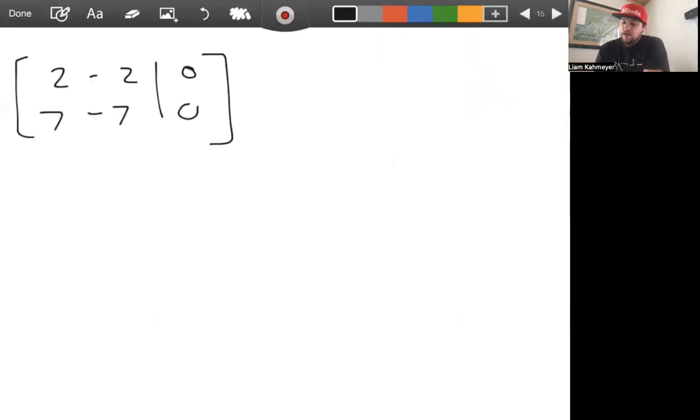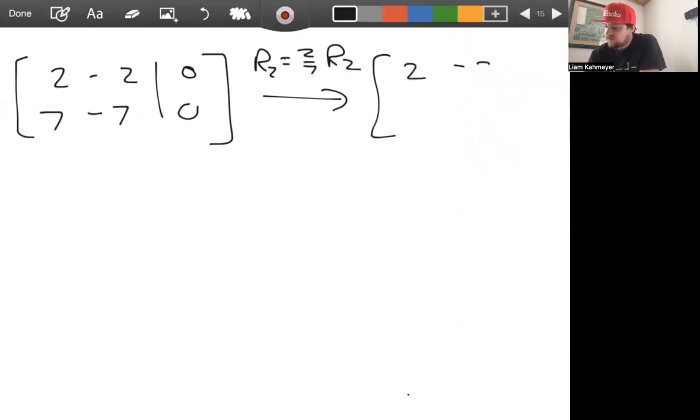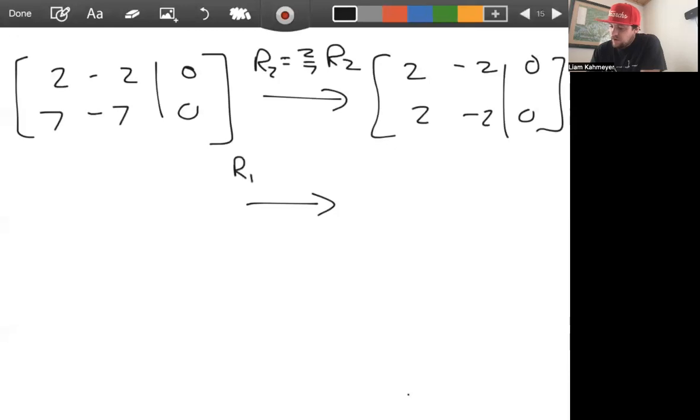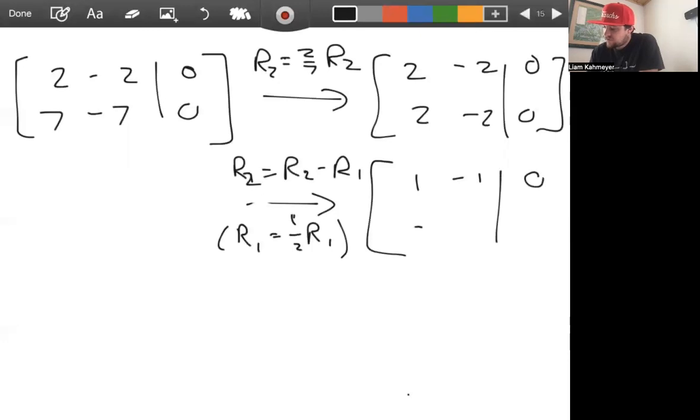So you'll notice here, row 2 is a multiple of row 1. If we did row 2 being switched with 2/7 row 2, then you would have 2, -2, 0, and then 2, -2, 0. Then row 2 is row 2 minus row 1. And row 1 is 1/2 row 1, then that gives us 1, -1, 0, 0, 0, 0.